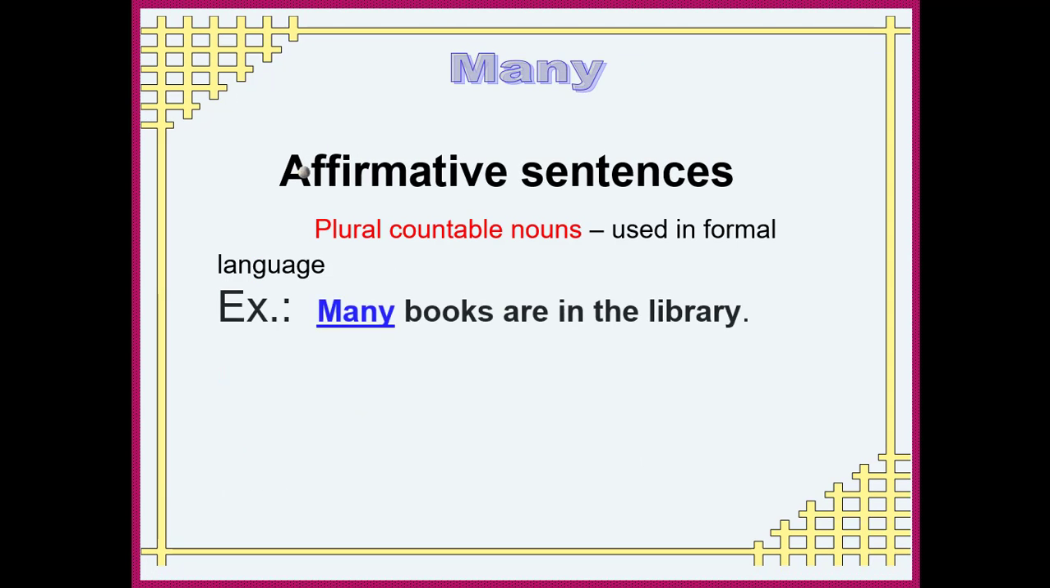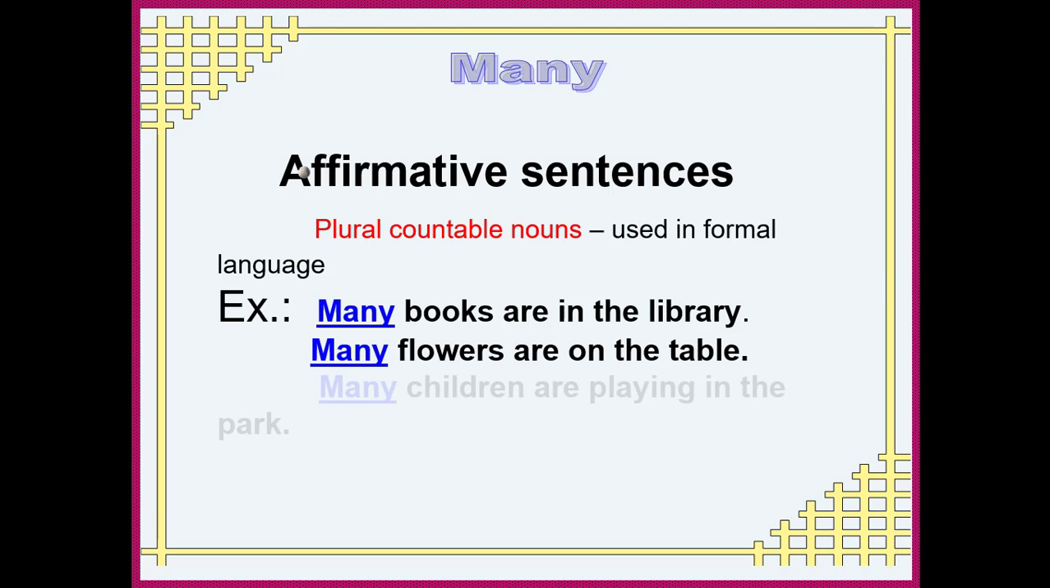What about many? We use many in affirmative sentences with plural countable nouns. We use it in formal language. For example, many books are in the library. I can count books. Many flowers are on the table. Also, I can count and say one flower, two flowers, three flowers, and so on. Many children are playing in the park. So we use many with countable nouns in the plural.